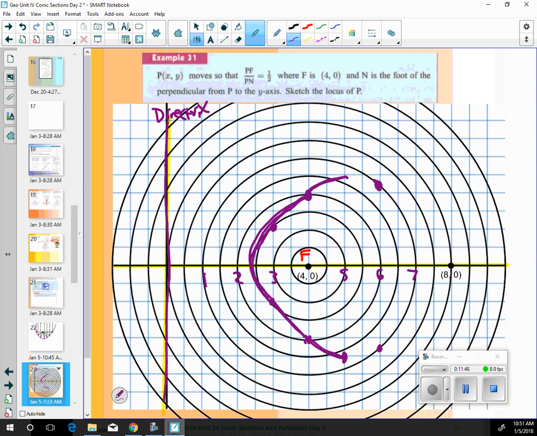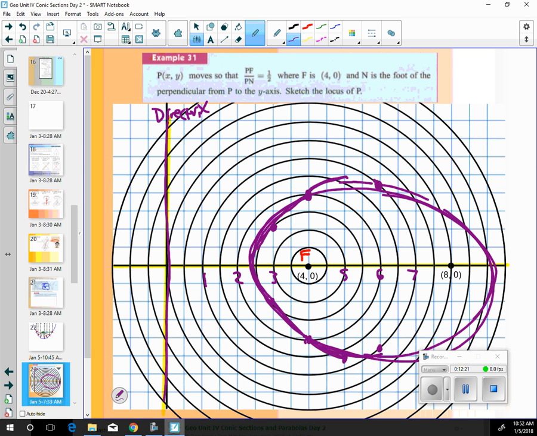Oop, I don't think so. 1, 2, 3, 4, 5, 6. 1, 2, 3, 4, 5, 6. Yeah, it should. Why do those look so different? 1, 2, 3, 4. Did I get this one too low? This one looks too low. Anyway, if you keep doing that, you're going to get the ellipse shape.